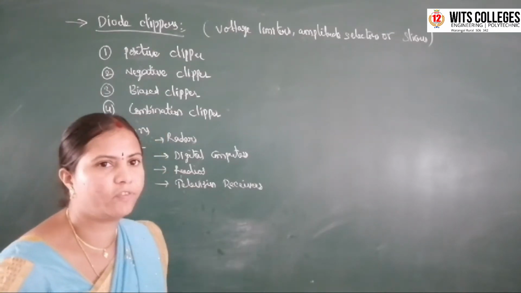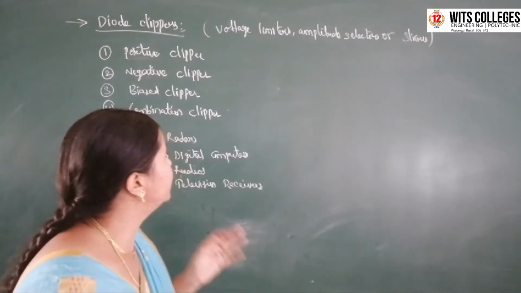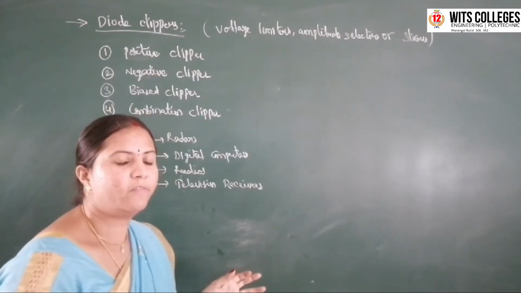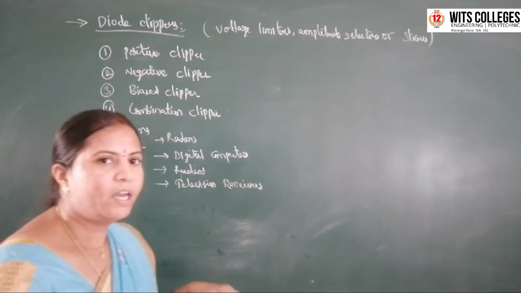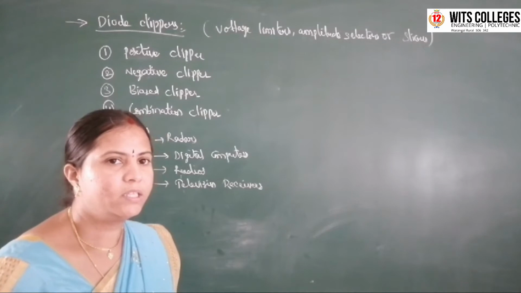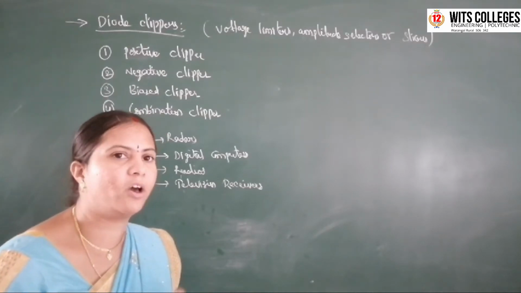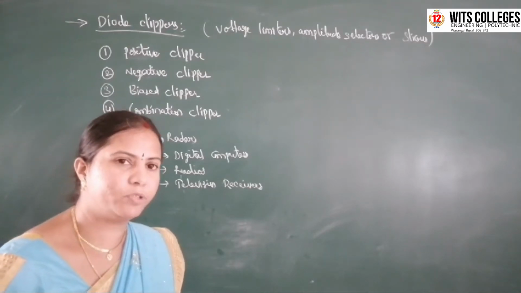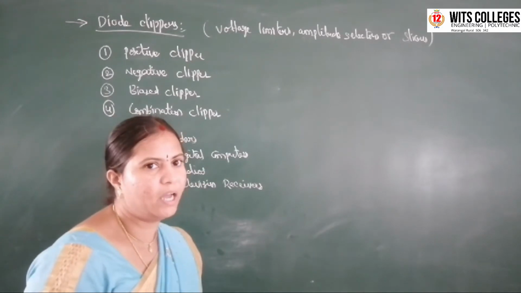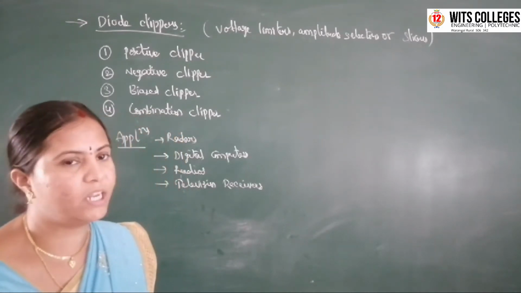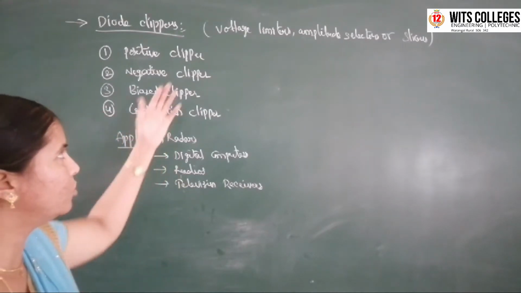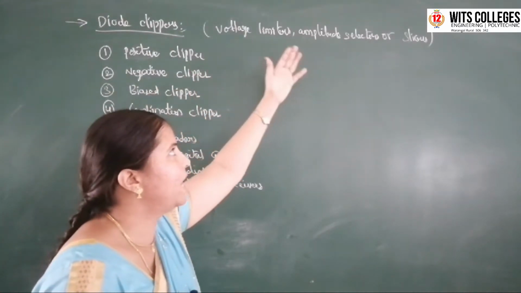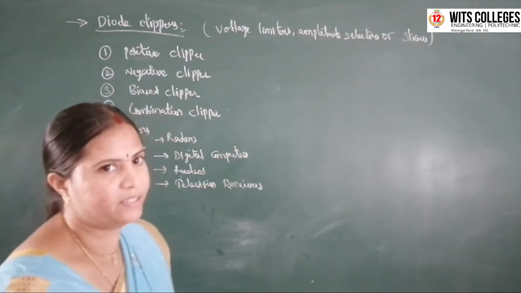So what is the definition of clippers? The circuit with which the waveform is shaped by removing a portion of the signal, either positive half cycle or negative half cycle of the input signal, and without disturbing the remaining portion of the input signal is known as clippers. The clippers are also named as voltage limiters, amplitude selectors or slicers.